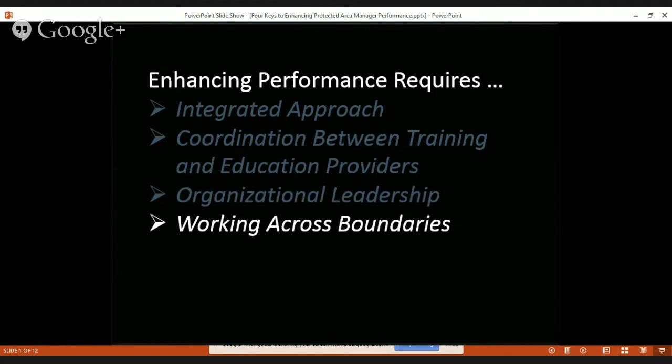And then we need to work across boundaries. And here is what I mean: we have academics, we have training institutes, we might have a community of practice that includes people from other organizations, and we might have some other types of people. And we must be able to work across these organizational boundaries in addition to the normal kind of geographical or political boundaries that we work with.